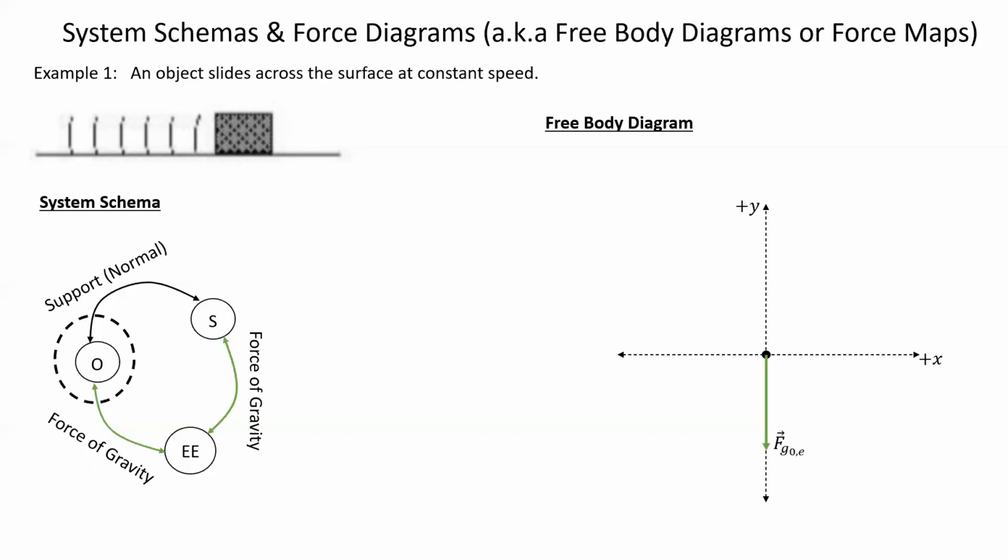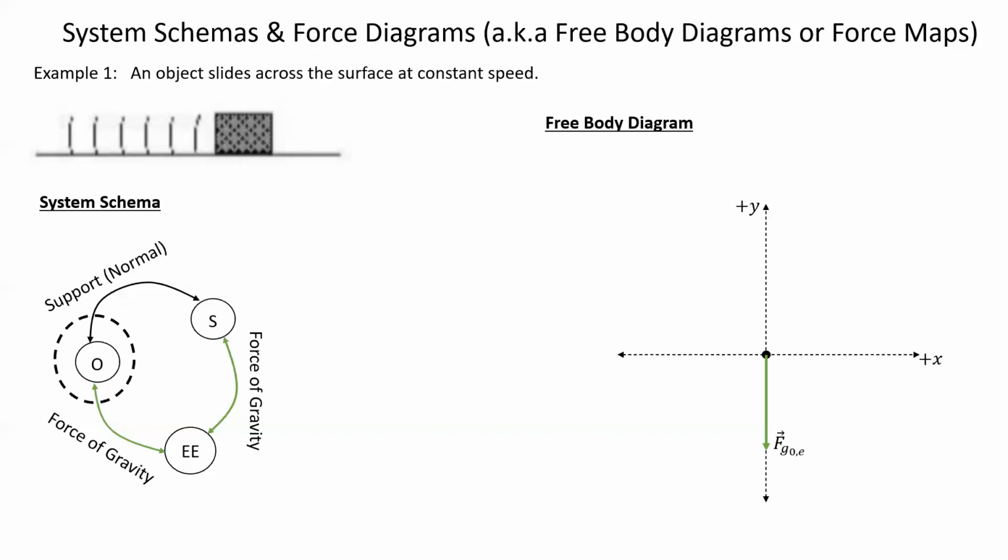So for instance, the force of gravity on the object from the Earth, notice the subscript notation, that again represents one half of the interaction force. It's on the object from the Earth. And that would be downward. The other half of that interaction, by the way, acts on the entire Earth. That's the other head of the arrow in the system schema.